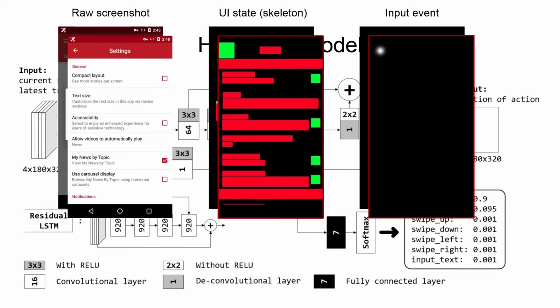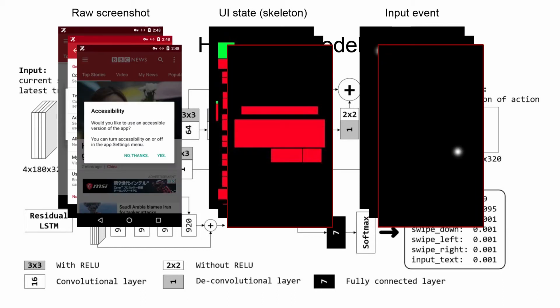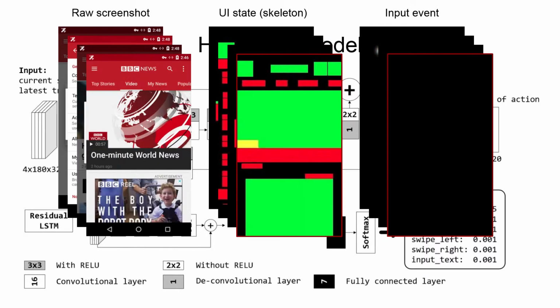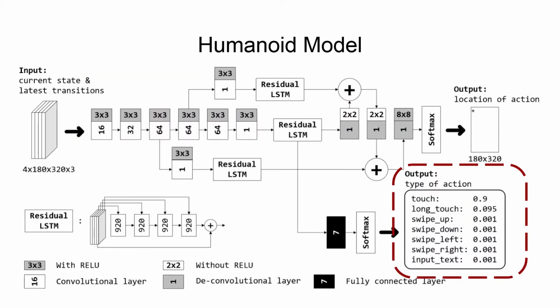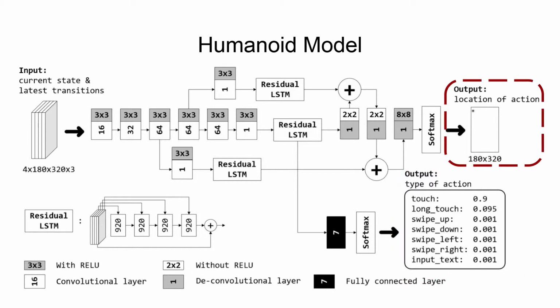We consider last four UI states and input events. Because there is no input event for the latest UI state, black pixels are padded. Our model predicts two probabilistic distributions. The first is the probabilistic distribution of input event types. The second is the probabilistic distribution of input position.